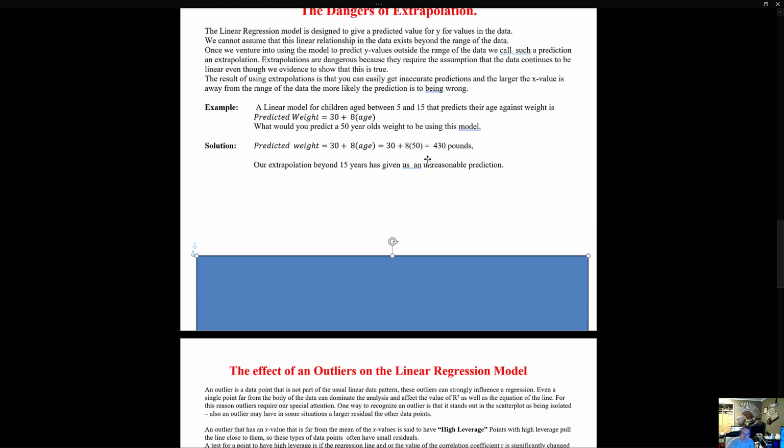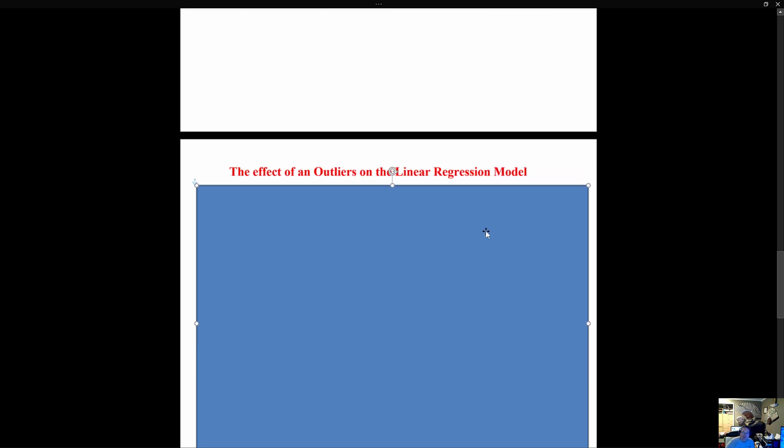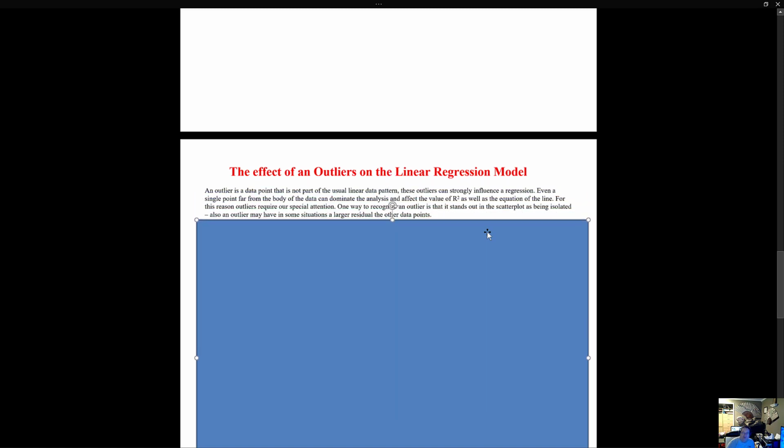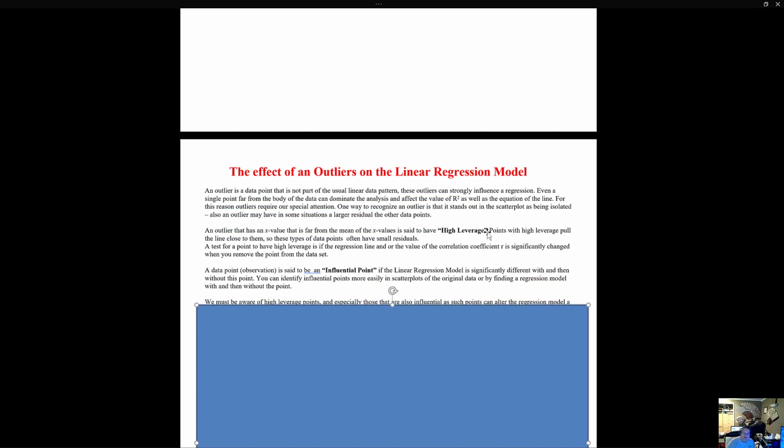So what about this then? What do outliers do to your model? How do they affect it? Well, they can affect it in two different ways. They can affect it by changing the value of R squared, the coefficient of determination. It can affect it by making it larger than it really truly is, or smaller than it truly is.